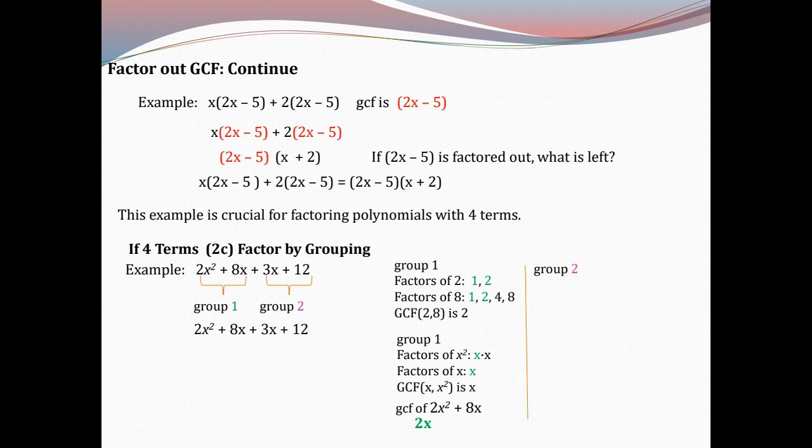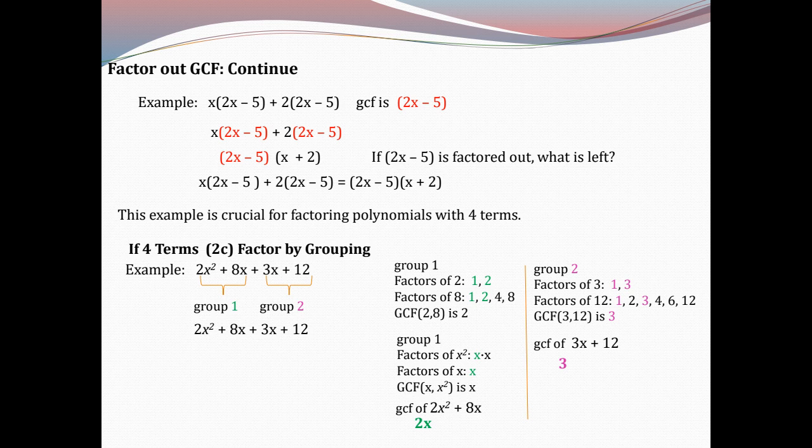So my only concern is just the numbers 3 and 12. The factors of 3 are 1 and 3. The factors of 12 are 1, 2, 3, 4, 6, and 12. Again, they both share a 1 and 3, but the GCF is the largest number, so the GCF is 3. So the GCF for 3x plus 12 is just the value 3.